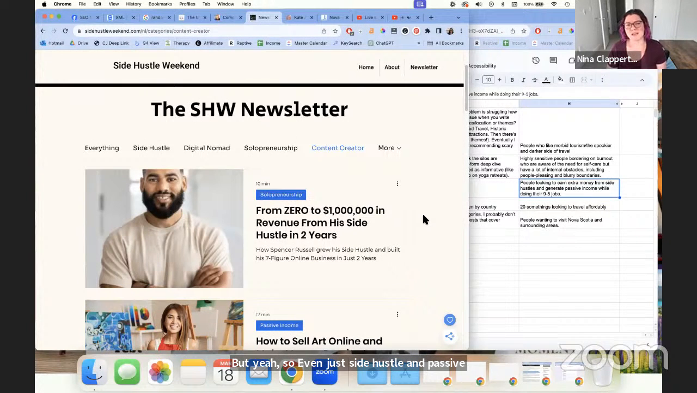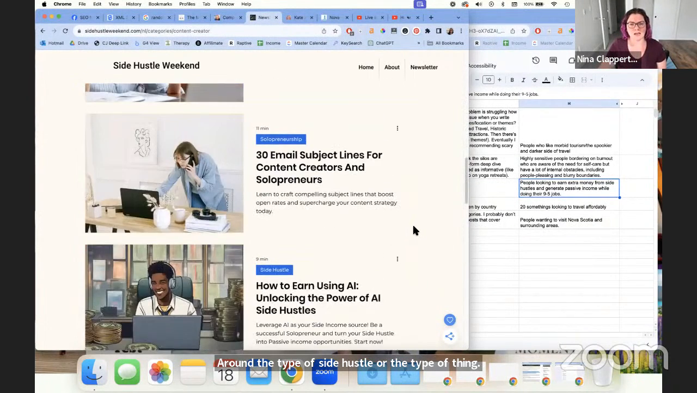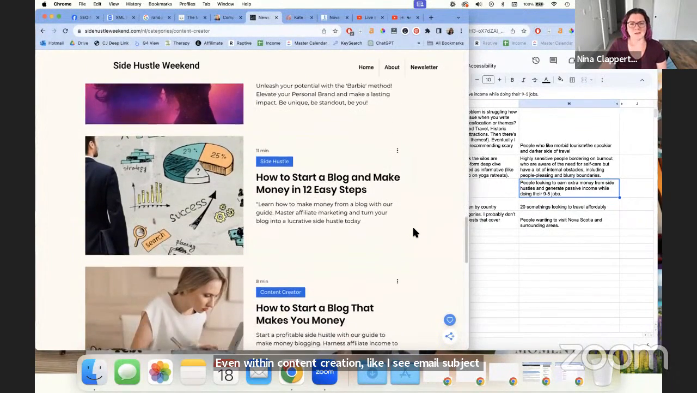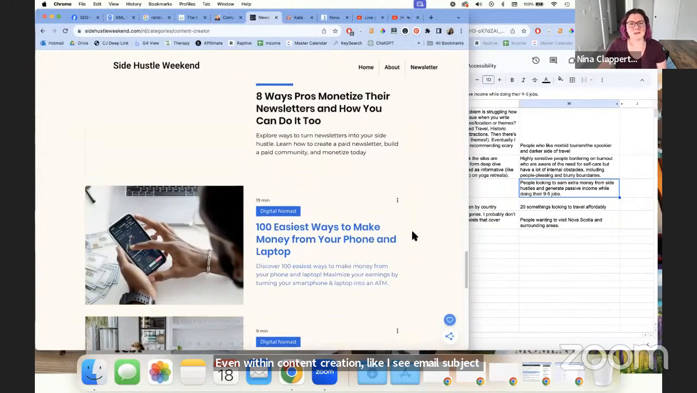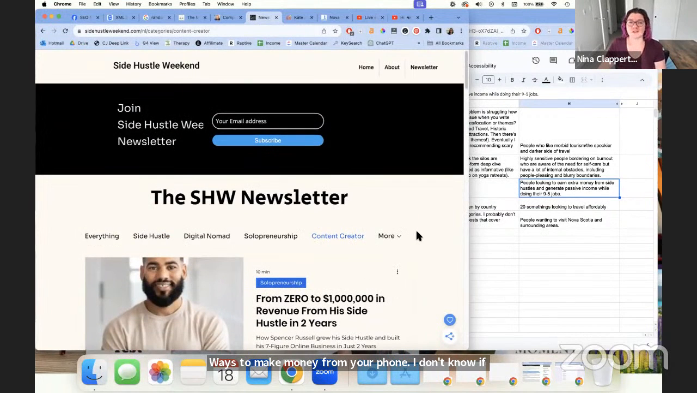And then within those, breaking it out to topic clusters that are more specific around the type of side hustle or the type of thing. Even within content creation, I see email subject lines, AI, branding the Barbie way, starting a blog. Blogs and newsletters are fairly different. Ways to make money from your phone, I don't know if that's fully content creation. I get that it could cross over, okay, you might have an Instagram account on your phone and be an Instagram influencer, but I think we need to separate that out more. Okay.